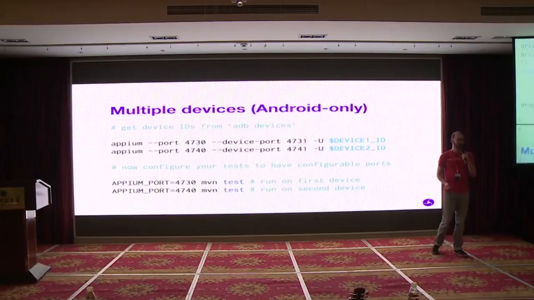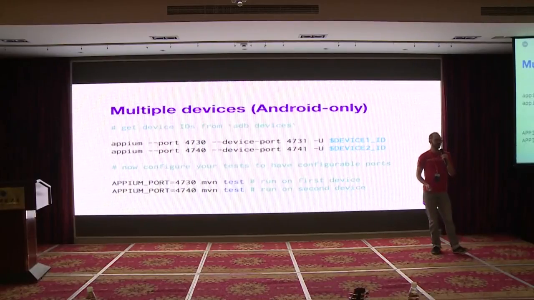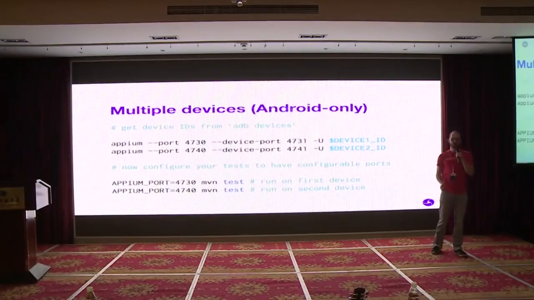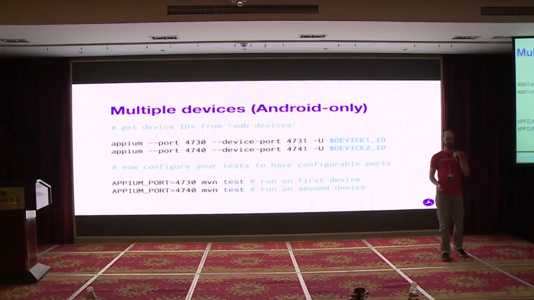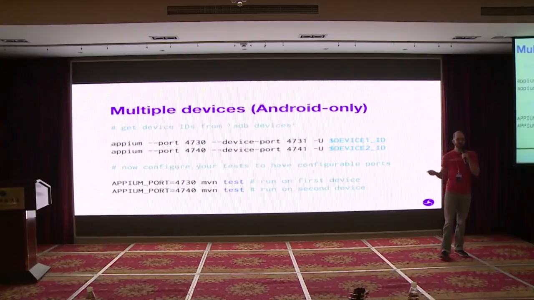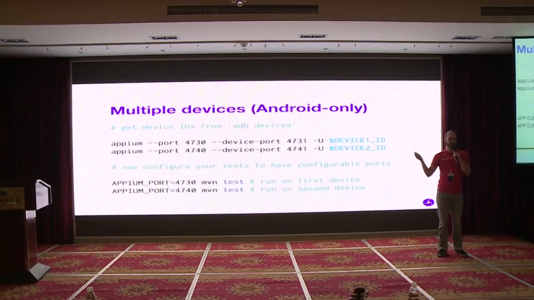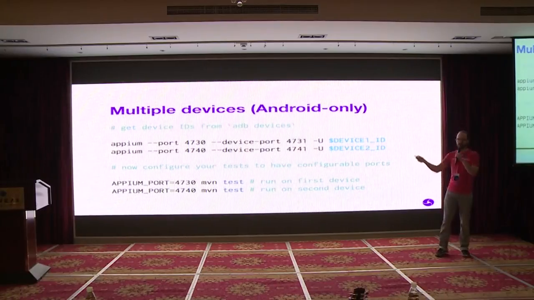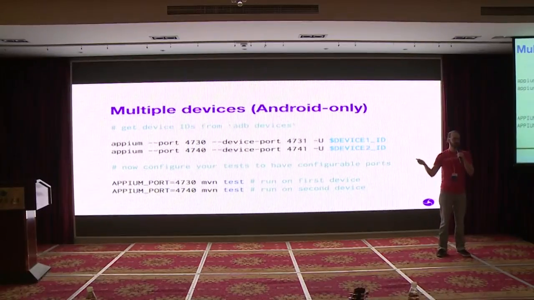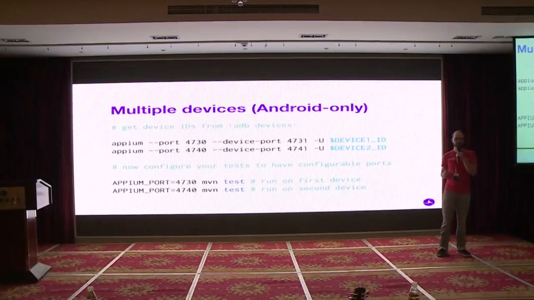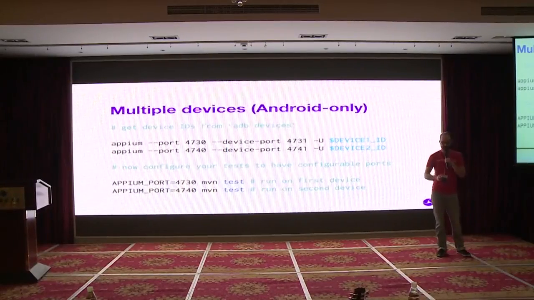If you're automating Android, you can also test on multiple devices or multiple emulators at the same time, simply by running multiple Appium servers and passing the appropriate parameters. So in this example, we are running 2 Appium servers with different ports. Now in our test, we can simply point each test file to a different Appium server, and these will run simultaneously.